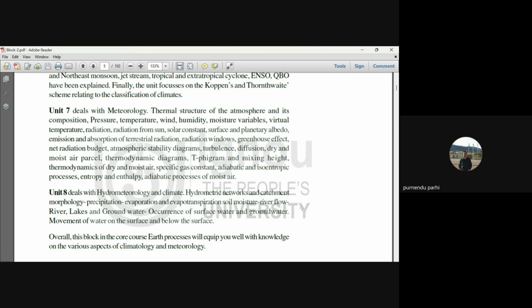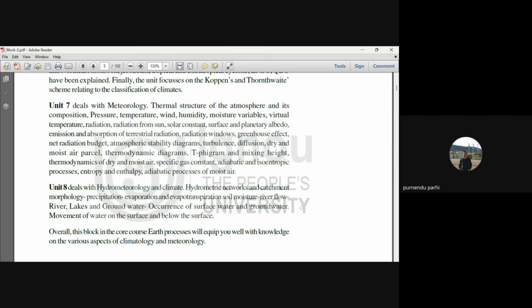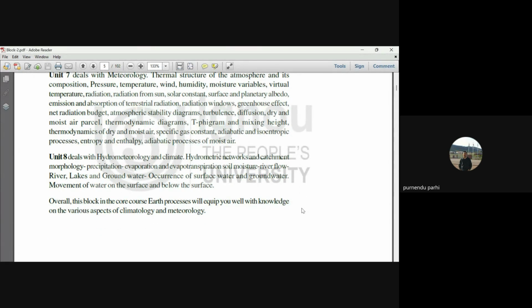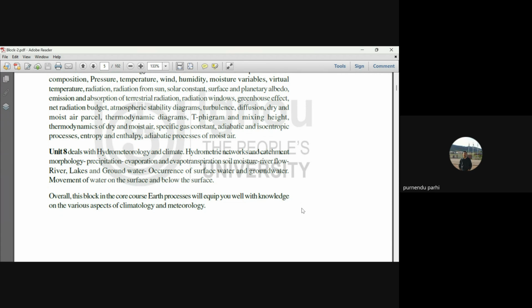Unit 8 deals with hydrometeorology and climate, hydrometric network and catchment morphology, precipitation, evaporation, and transpiration, soil moisture, river flow, river, lake, and groundwater, occurrence of surface water and groundwater, movement of water on the surface and below the surface. Overall, this block in the core course, Earth Processes, will equip you well with knowledge on the various aspects of climatology and meteorology.